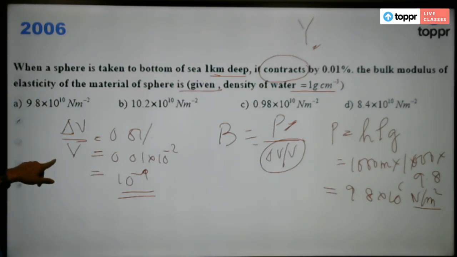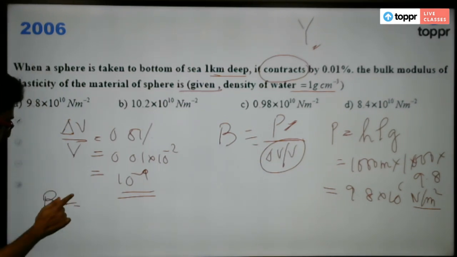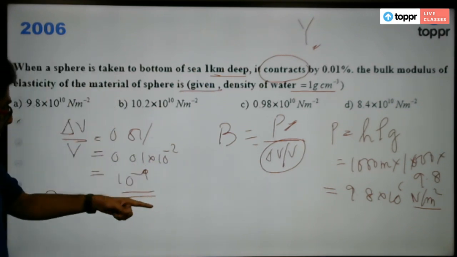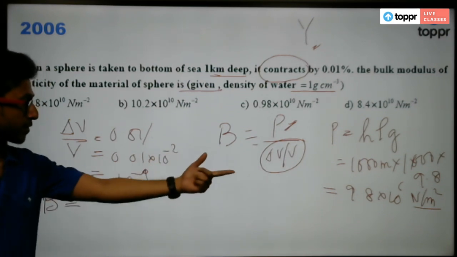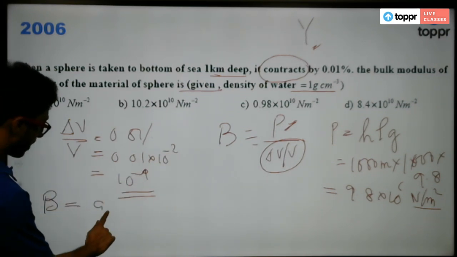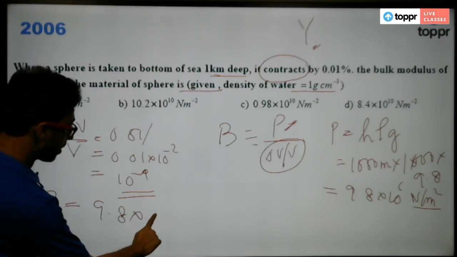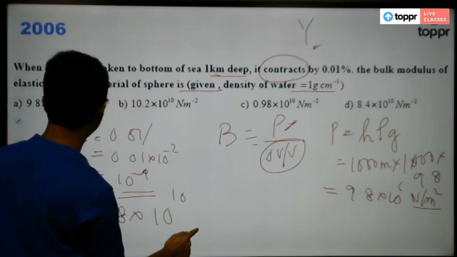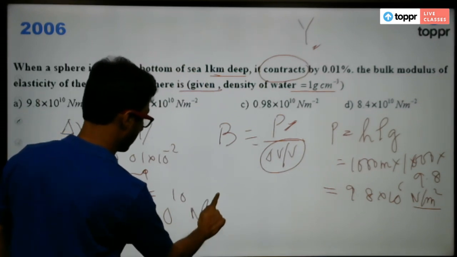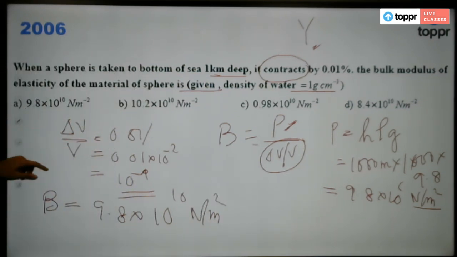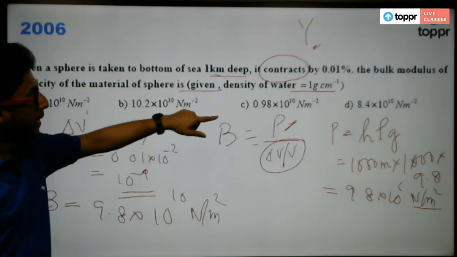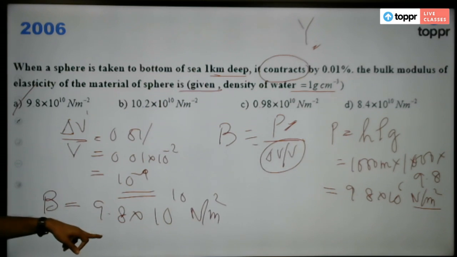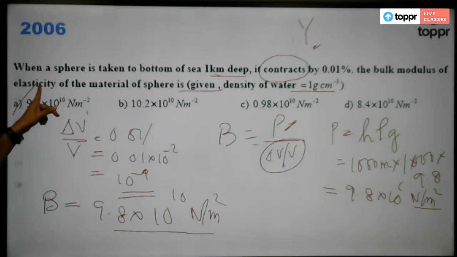So finally, what will be the bulk modulus? It is this pressure divided by this ratio of volume. So 10 to the power minus 4 goes up, and it will be nothing but 9.8 into 10 to the power 10 Newton per meter square. Don't get confused, here it is 0.98 into 10 to the power 10, and that's what the option shows. So the answer is A. Clear?